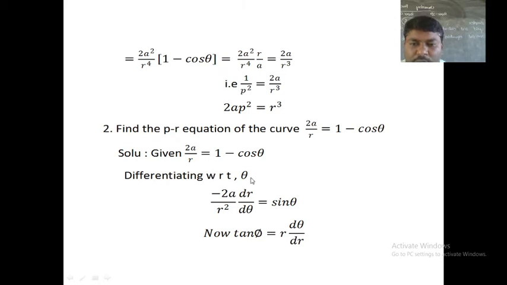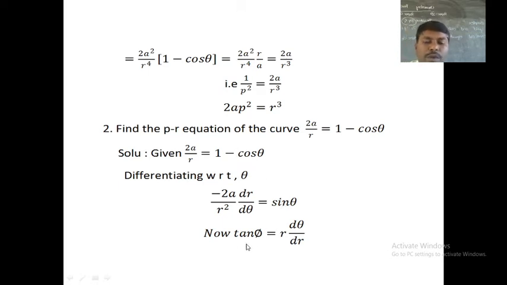Differentiate this curve with respect to theta. Here 2a is constant. Derivative of 1 by r is minus 1 by r square into dr by d theta, is equal to derivative of 1 is 0, derivative of cos theta is minus sin theta, so minus into minus plus, so we get sin theta.